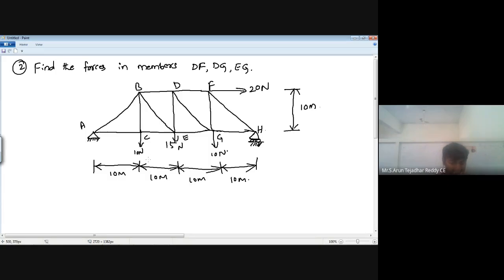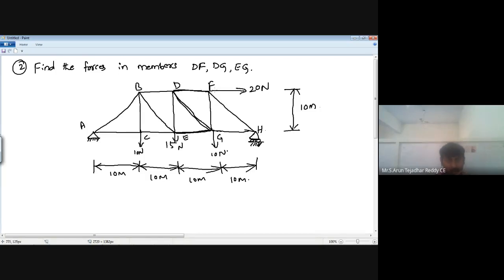All of you draw this diagram. So this is the entire question: find the forces in members DF, DG, and EG. This is your truss. In this truss, find the forces in members DF, DG, and EG. Observe in this diagram where the DF member is, where the DG member is, and where the EG member is. See here, this is the DF member, here you can see the DG member, and here you can see the EG member.